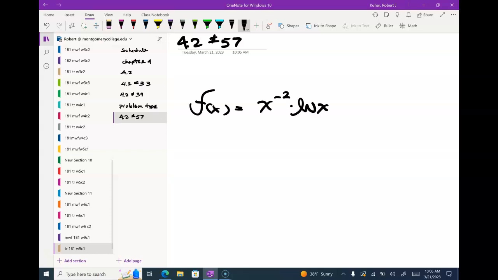4.2, number 57. So there's my function, and I'm going to restrict my domain from 1/2 to 4.